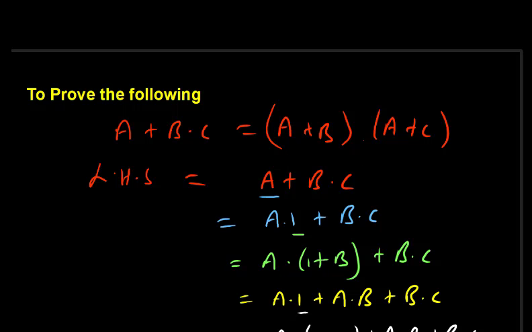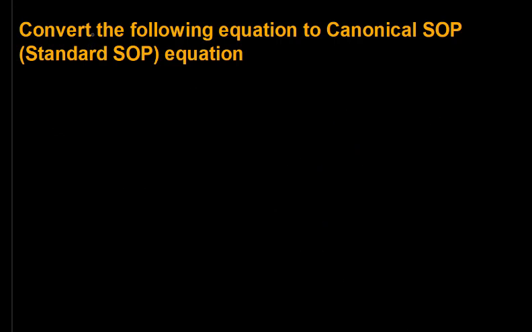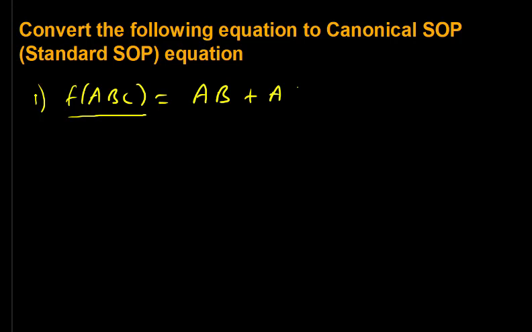Okay. Now next we do the problem: convert the following equation to canonical SOP, where canonical means standard SOP equation. Let us see the first example. We are given f of a, b, c. Many times we refer to the function by writing this way. So we have a, b and a, c bar. So we are given this equation.